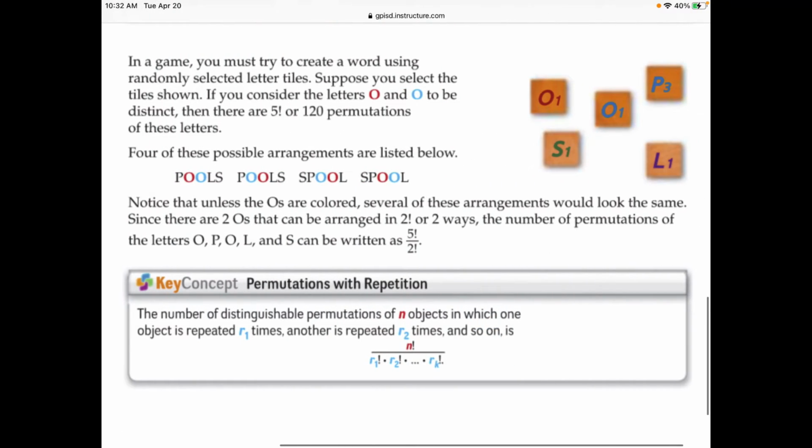So sometimes we also have some repeating objects. Let's say we have here in a game, it says you must try to create a word using randomly selected letter tiles. Suppose you select the tiles shown. So here we have 2 O's, 1 S, 1 L, and 1 P. If you consider the letters O and O to be distinct, 2 separate letters, then there are 5 factorial, or 120, permutations of these letters. 4 of these possible arrangements are listed below.